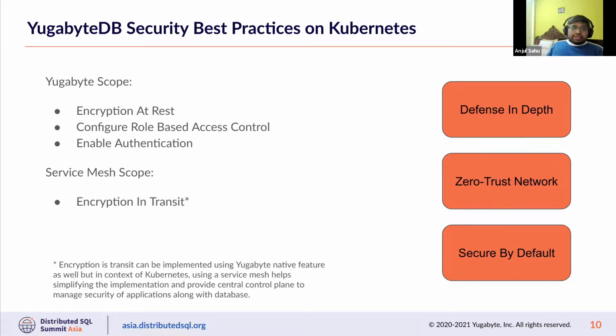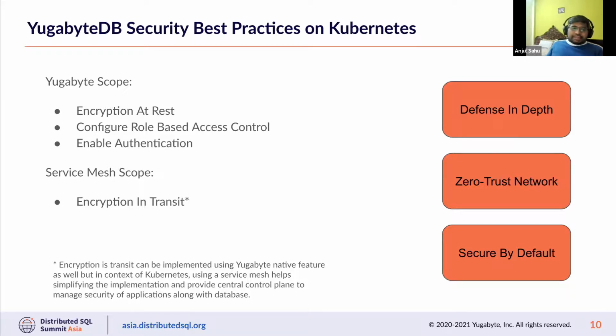In the database, we can do encryption at rest. Yugabyte supports this by implementing symmetric keys. Then we should also configure role-based access in the database, and we should also enable authentication for all the users.